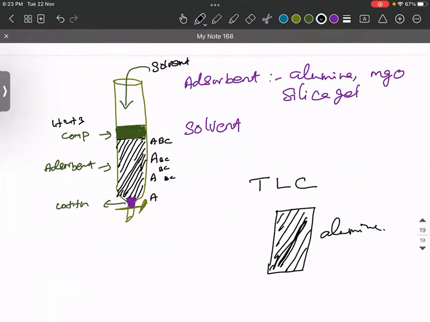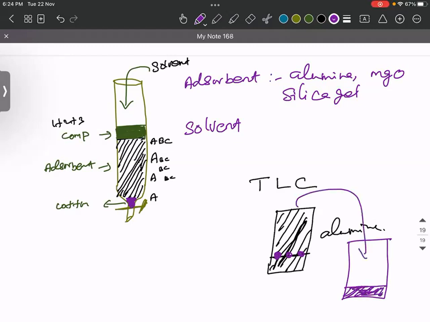The aluminum plate or glass plate which is coated with silica gel, what happens is it will become like a tablet, coated on top. Now you have to keep some distance, put the line and then spot. And then you keep this into the solution, so you are preparing 10% solution, 20% solution like that.